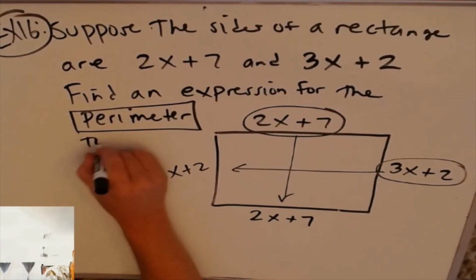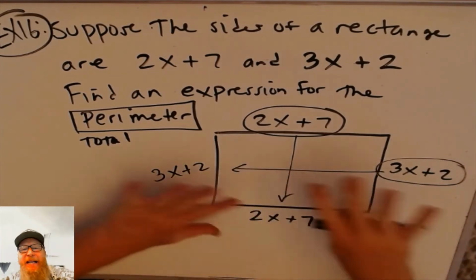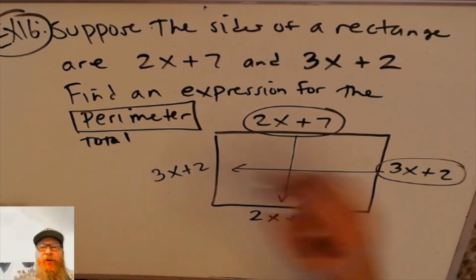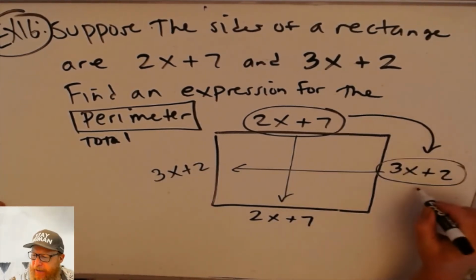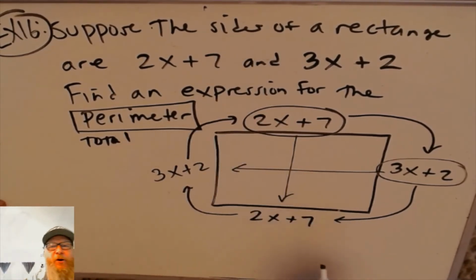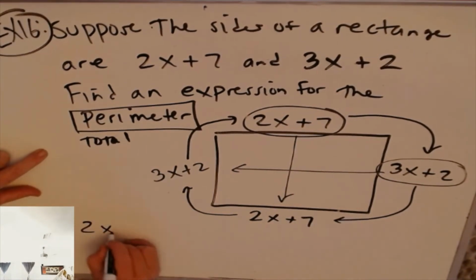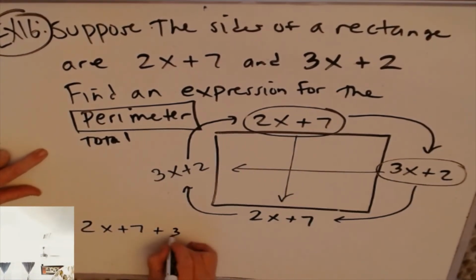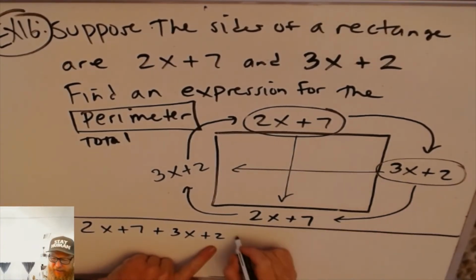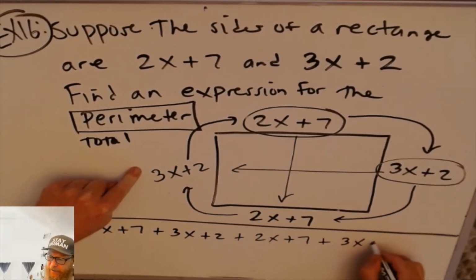Perimeter is the total, so add them all up. In this case, we're not finding the missing side like we were with the triangle. I just want to add all these things up. So we're going to go all the way around like this, add them all up, and know when to stop. I'm starting right here, so I've got 2x plus 7 plus 3x plus 2 plus another 2x plus 7 plus another 3x plus 2.